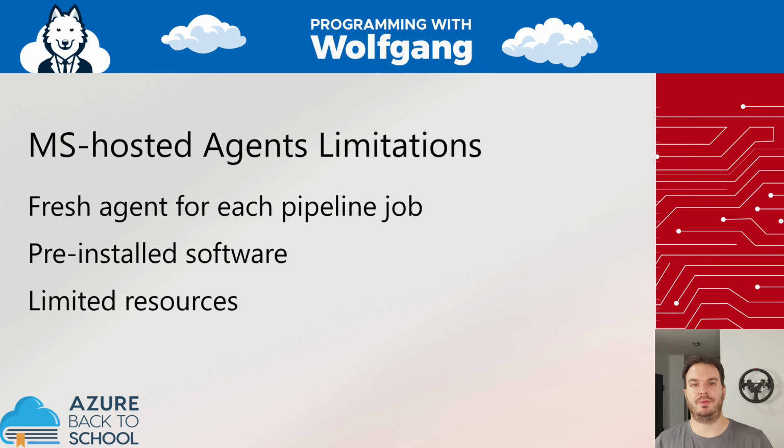Also, since Microsoft takes care of everything, they only provide a certain amount of resources. This means all agents only have 2 CPU cores, 7 GB of RAM and 14 GB of SSD disk. For the macOS, I think you have 3 cores and 14 GB of RAM, but it's still not a lot. If you want to build a big project that needs a lot of resources, it might take quite a long time with the Microsoft hosted agents. And there's also no option to increase the amount. So either you stick with that or you go to the self-hosted agents, which we'll see in a couple minutes.